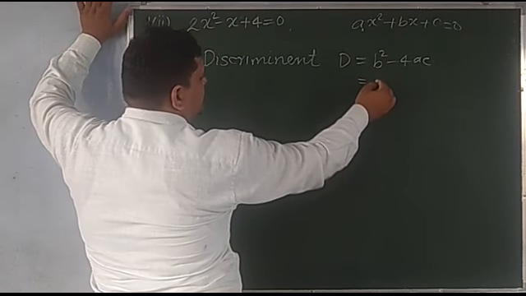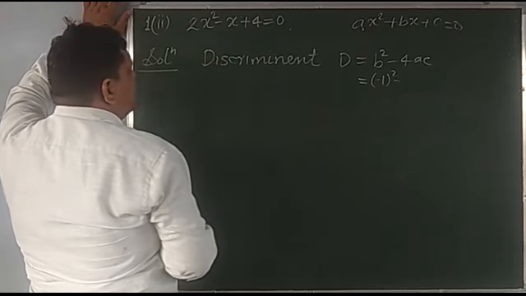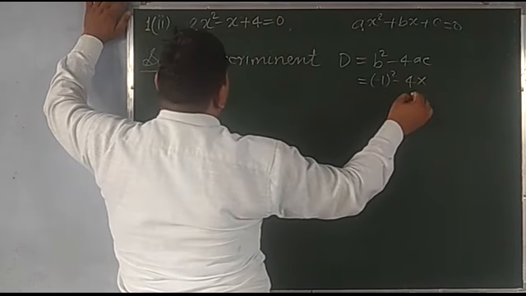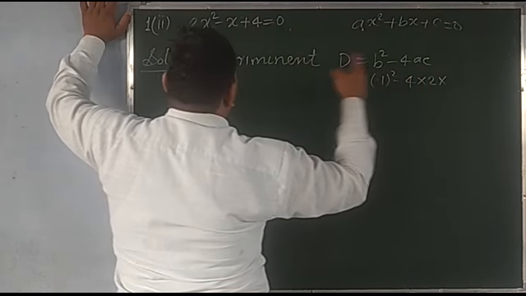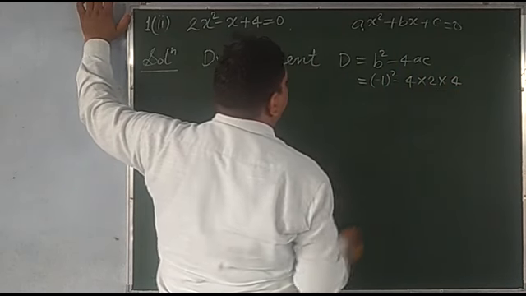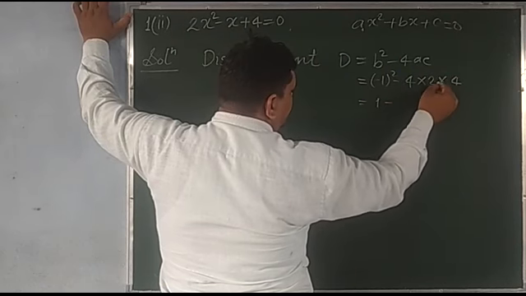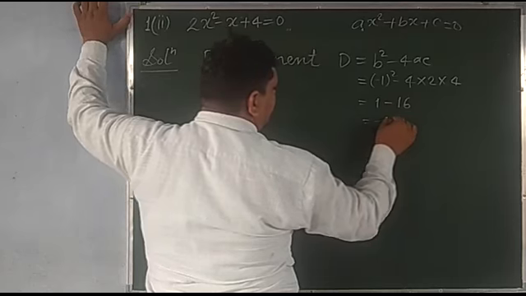Put the values: b is minus 1 square minus 4ac, 4 into a is 2 and c is 4. You will get 1 minus 32, which is minus 31.